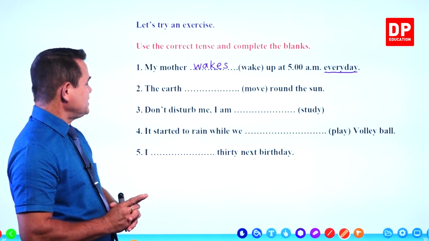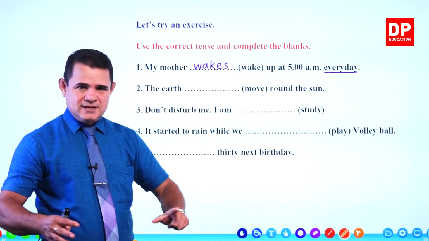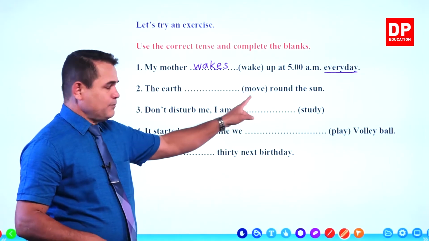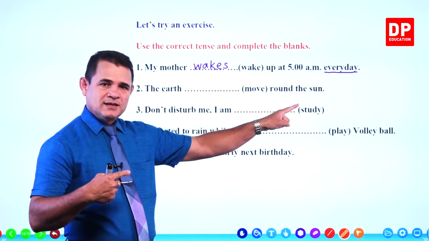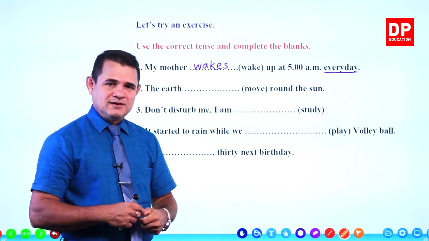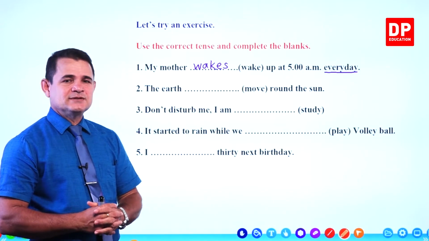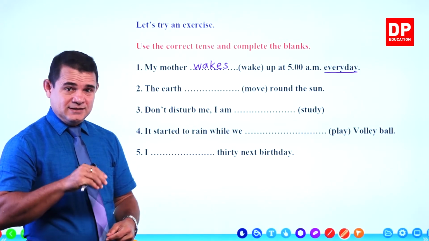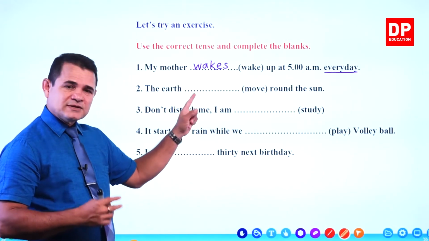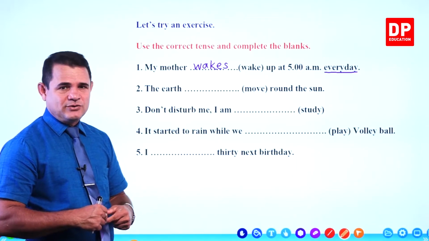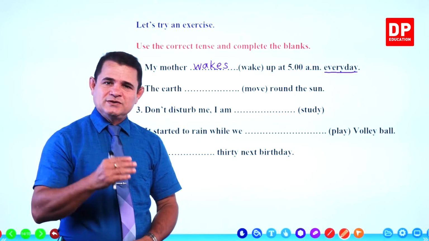And the next one, the earth blank move round the sun. The earth moves round the sun. So how do you write? Is it happening now? Yes, it is happening now also. But do we say that with present continuous? No, this is something we call a general truth, which we discussed earlier.